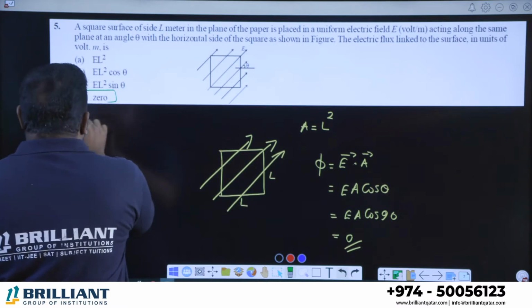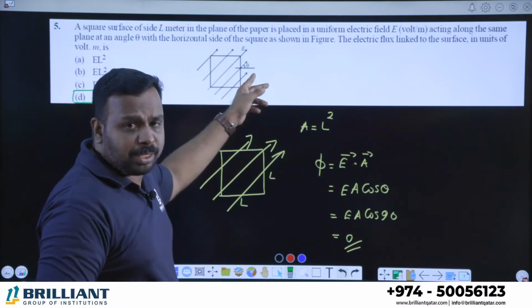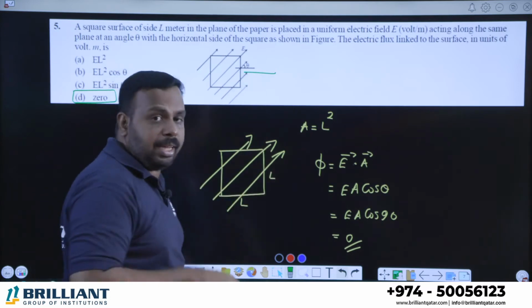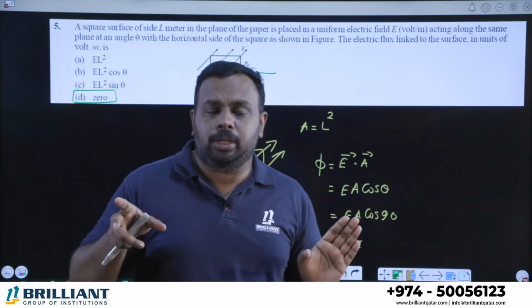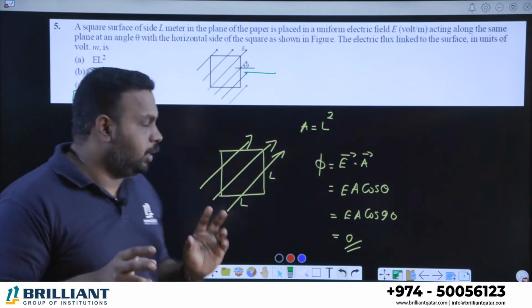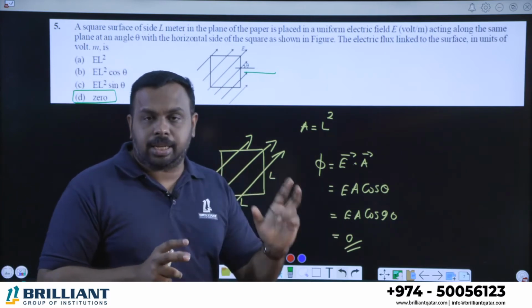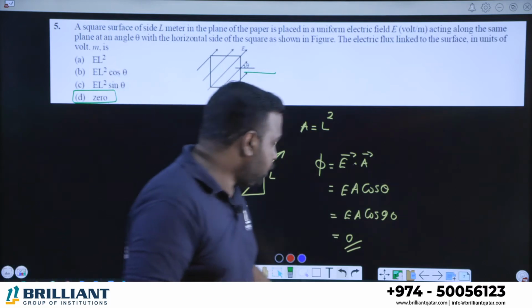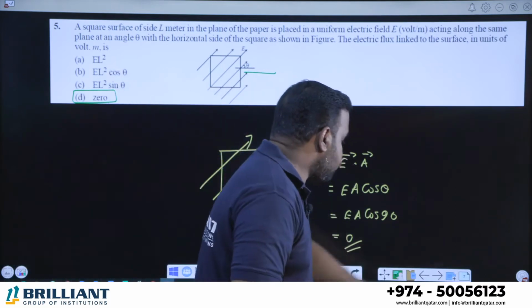For creating confusion, they had given some other angles as well. Look at this, there is a line drawn and a theta angle is given. No need to bother about that. Concentrate on the direction of the area vector and the direction of the electric field. Okay. Clear? So we are going to the next question now. Question number 6.